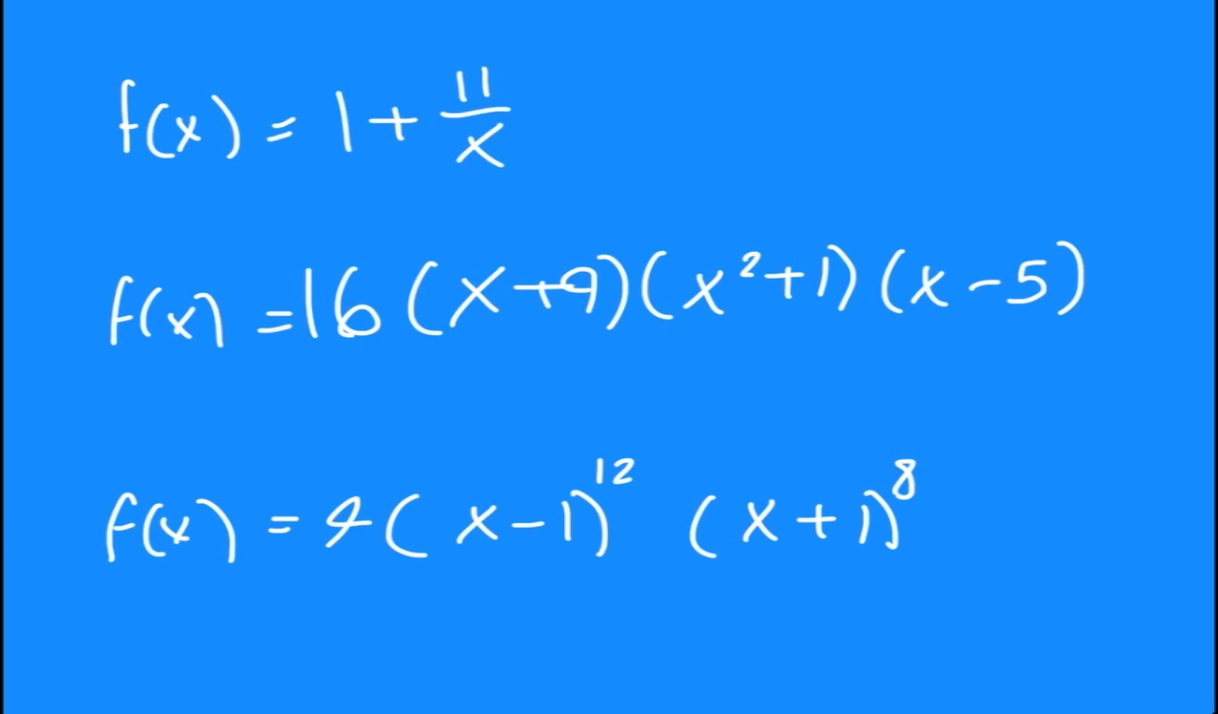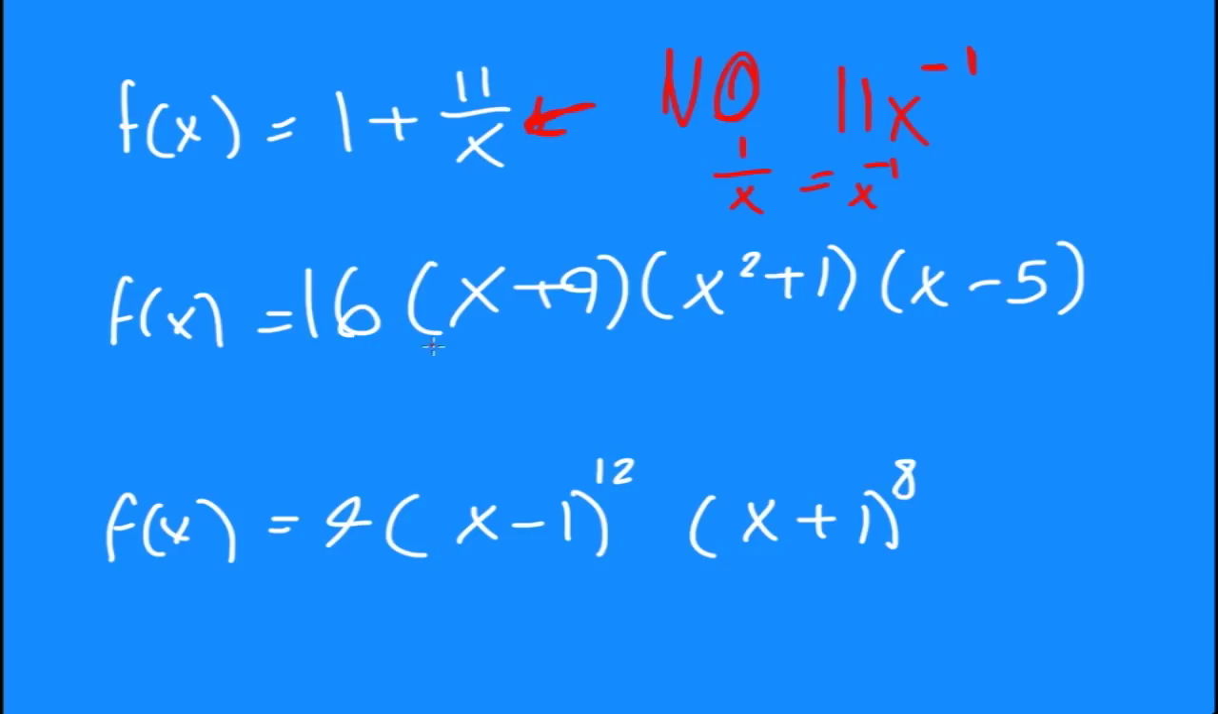Now, is the first function a polynomial or not? No, because x is raised to a negative power, because this 11 over x is going to turn into 11x to the negative 1. Remember our rule, 1 over x equals x to the negative 1. So that's not a polynomial.